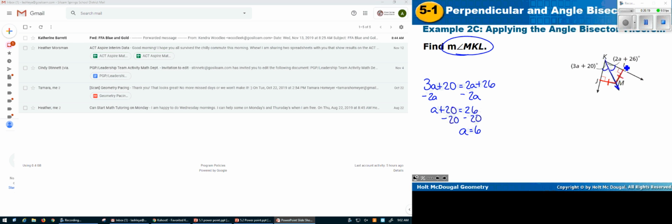Plug it in. We're looking for MKL. MKL, that's this angle right here. So we have the measure of angle MKL will equal 2 times 6 plus 26. What's 2 times 6? 12 plus 26? 38 what? Degrees. Don't forget your degree symbol and don't forget your little m for measure. Any questions on that one? Okay.